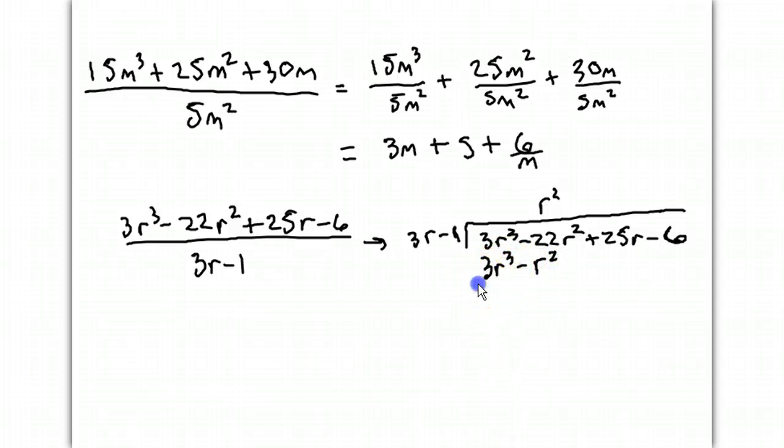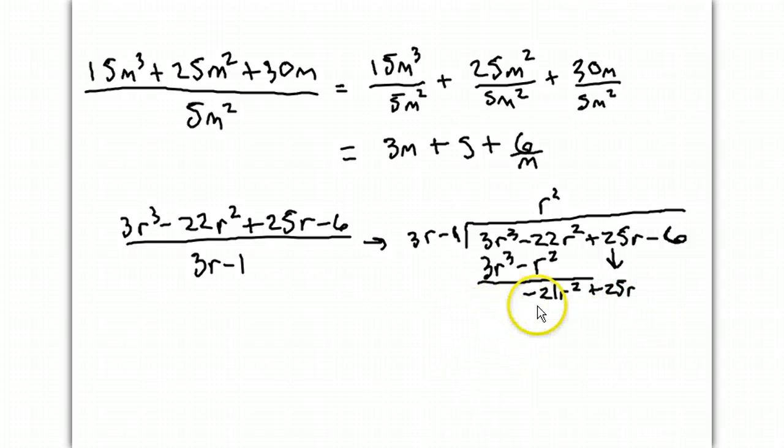And then you must subtract the two. So when you subtract 3r to the third minus 3r to the third, that gives you 0. And then you do negative 22r squared minus a negative r squared. So that's negative 22r squared plus r squared, which gives you a negative 21r squared. And then you bring down the next one, which is plus 25r.